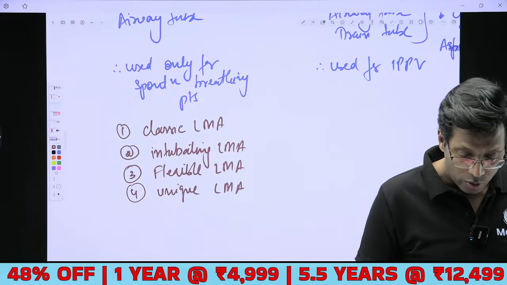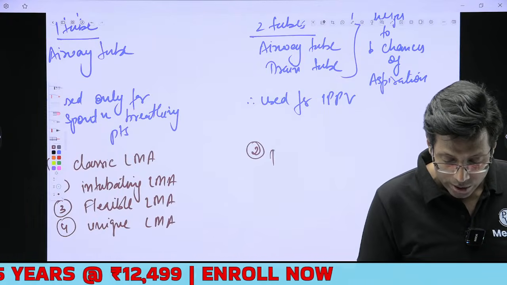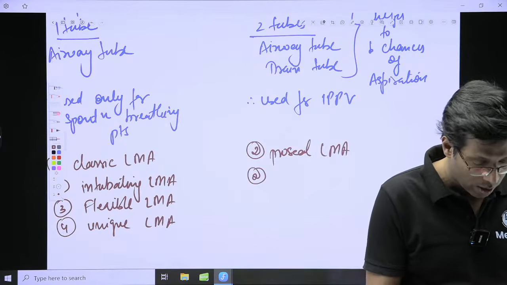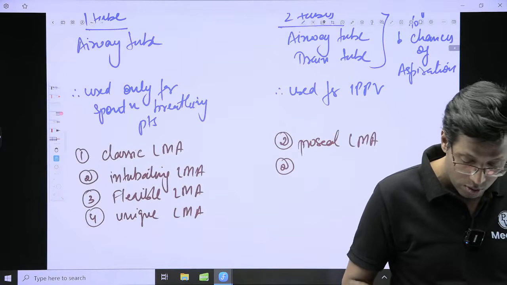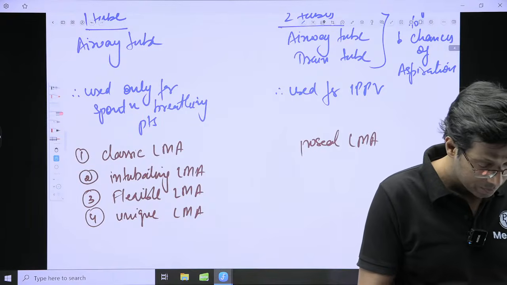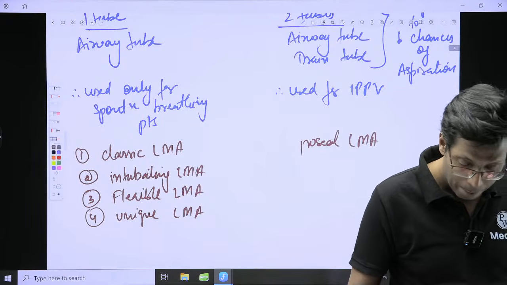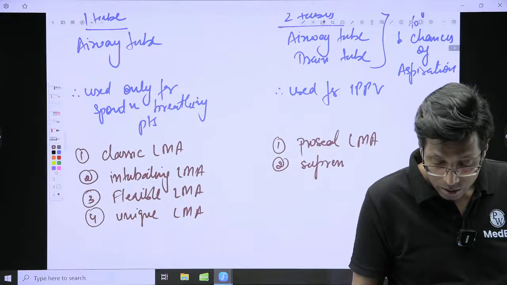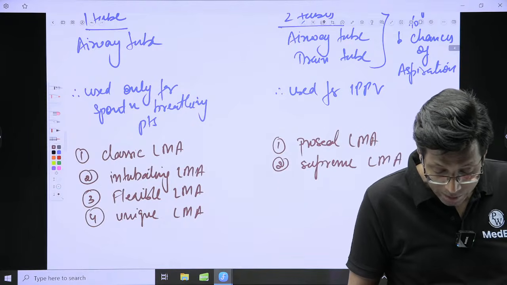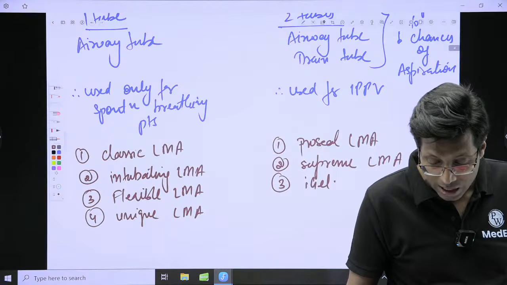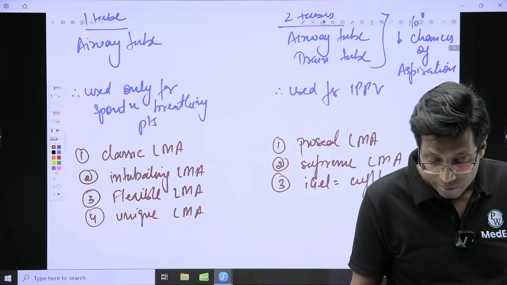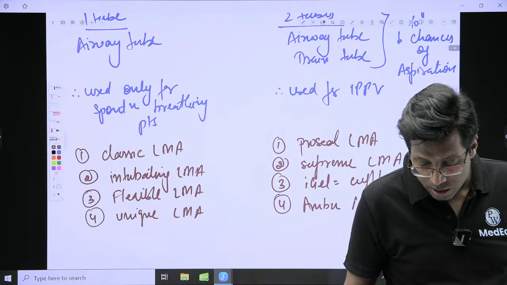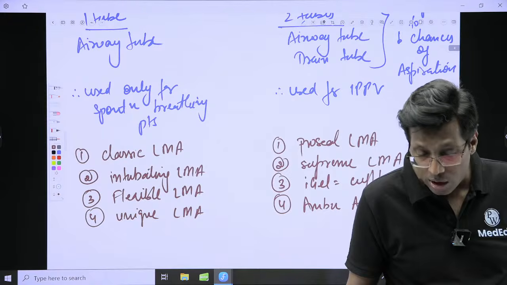On the other hand, when you speak of second generation, you are going to get something called a ProSeal LMA. The second one is a Supreme LMA. The third one has not been asked in exam, but it's very important because iGel is a cuff-less LMA. There's no cuff. And the last one is Ambu AuraGain. These are the four second generation. Rest all are first generation.